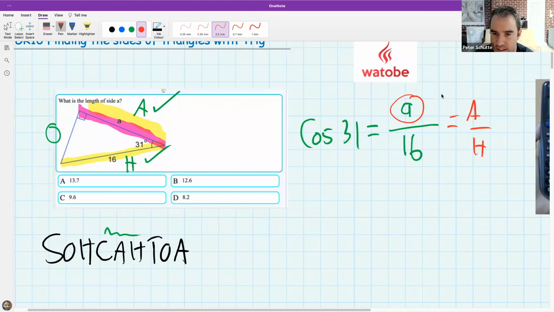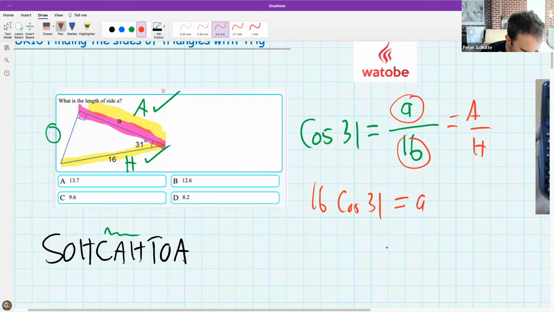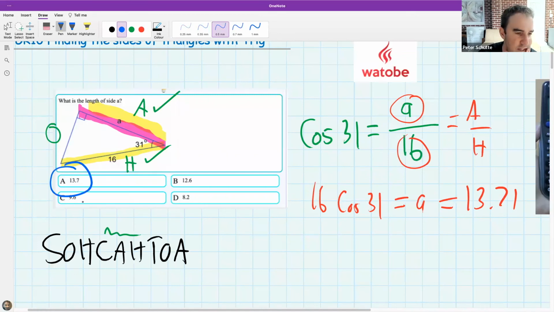Keep them coming through. To solve this trig equation, you have to move the 16 to the other side, or multiply both sides by 16. So you get 16 times the cos of 31 is A. And the cos of 31, what are we saying in the chat? You should get 13.71, which is the answer. The correct answer is going to be A.